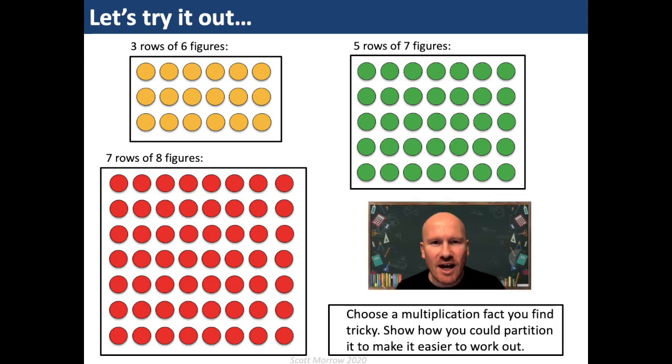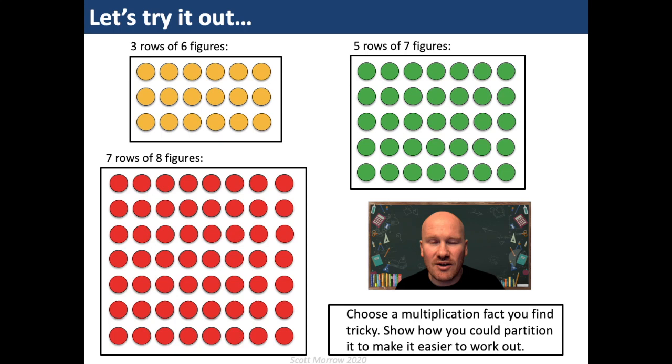It's time to try that out, and this week our challenge looks a little bit different. You can see here we've got 3 different arrays. We've got a yellow array that's made of 3 rows of 6 counters, we've got a green array that's made of 5 rows of 7 counters, and we've got a red array that's made of 7 rows of 8 counters. And what I'd like you to do is, can you find different ways of partitioning just one of those arrays? So choose either the yellow, the green or the red and see how many different ways you can partition it.